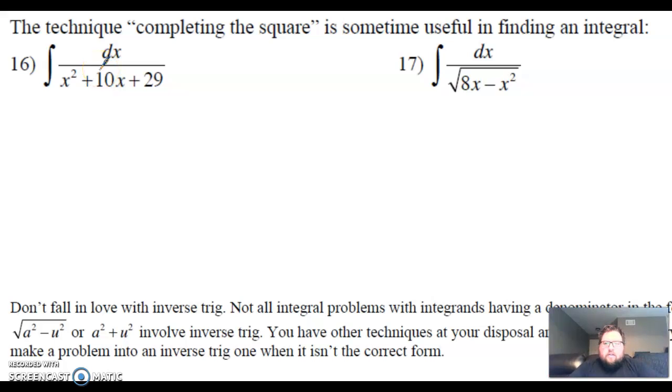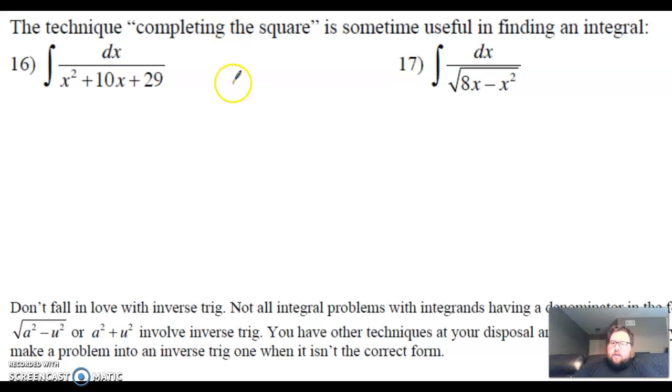The last thing we need to look at is using completing the square, which you're familiar with from Algebra 2 and pre-cal, to rewrite our denominator in a form that's going to give us an inverse trig integral. Okay, so 16 here, this comes from a different curriculum, by the way, so that's why it's not in the normal notes handout. But anyway, for this number 16, we cannot do a u substitution because the derivative of that is 2x plus 10, and there's no 2x plus 10 in the numerator to sub out for the du. All right, so we need some other process here.